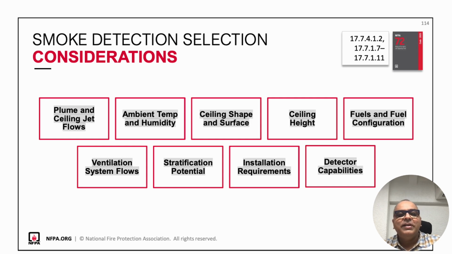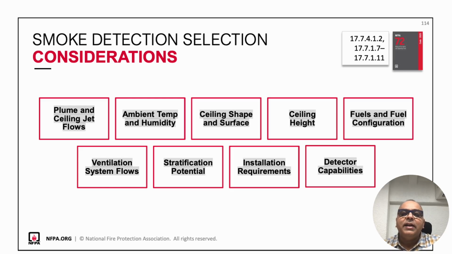Today we are going to learn about smoke detection selection considerations. In chapter 17, when we go to section 17.7.4.1.2, the design shall account for the contribution of the following factors in predicting detector response to the anticipated fires to which the system is intended to respond.